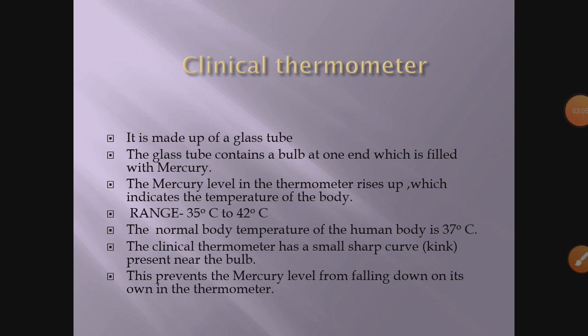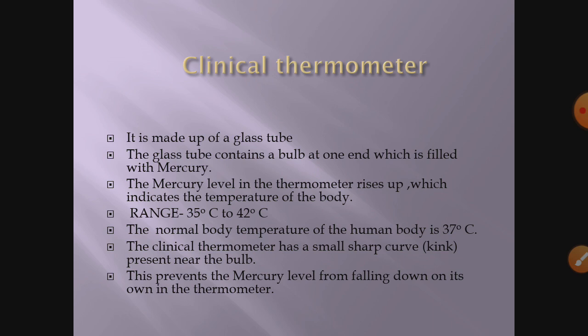So let's get started with the clinical thermometer characteristics. It is made up of a glass tube. The glass tube contains a bulb at one end which is filled with mercury. The mercury level in the thermometer rises with the body temperature. Its range is 35 degrees Celsius to 42 degrees Celsius. Normal body temperature is 37 degrees Celsius.